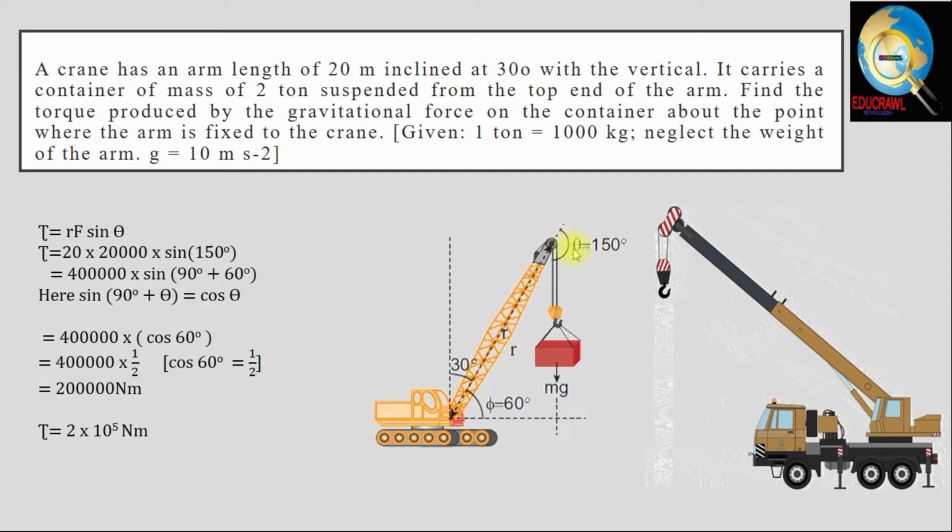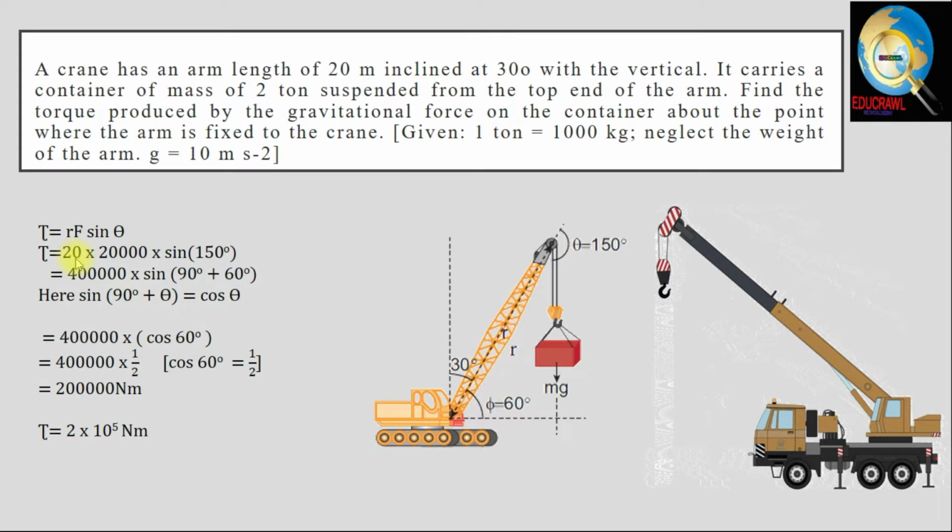So if you see that this total angle is 180 and this angle is 30. See the diagram? Here this angle is 30. So alternate angle, this angle also will be 30. So total angle is 180. So this angle is 30. So 180 minus 30 will give you this angle which is 150. So here the theta value is 150 which can be written as 90 plus 60.